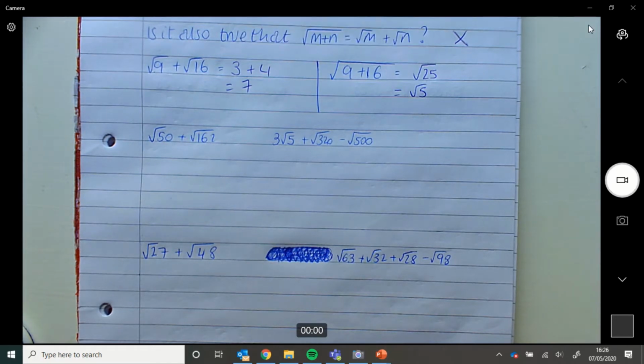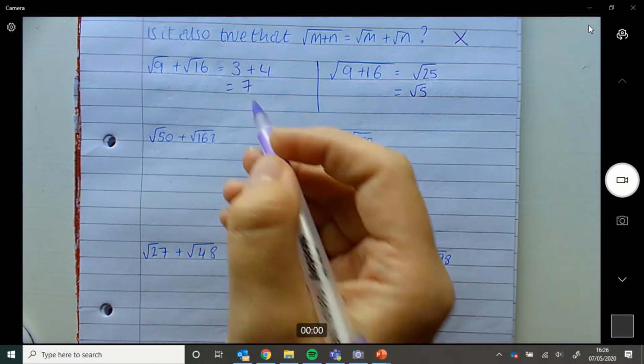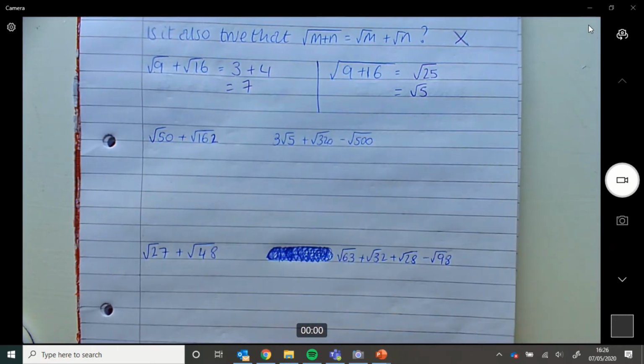Okay, so I've got the square root of 50 plus the square root of 162. Rather than being able to write it as the square root of 50 plus 162, I'm going to have to simplify the surds first before I can add or subtract them. I can only collect together terms which have got the same surd part.